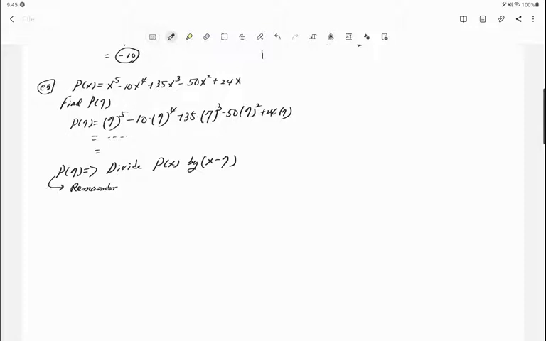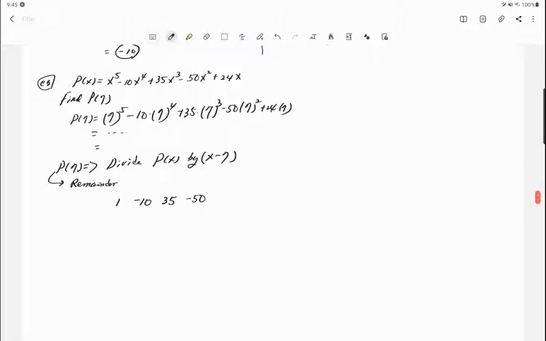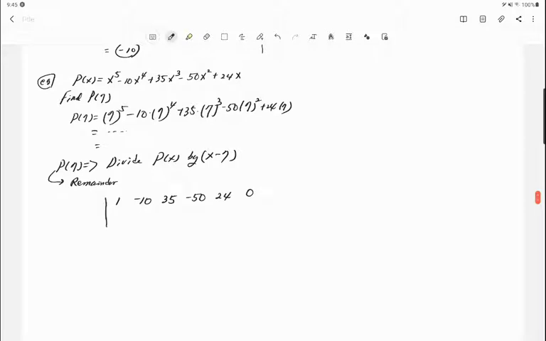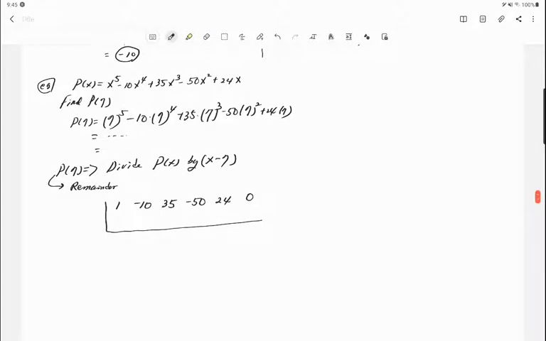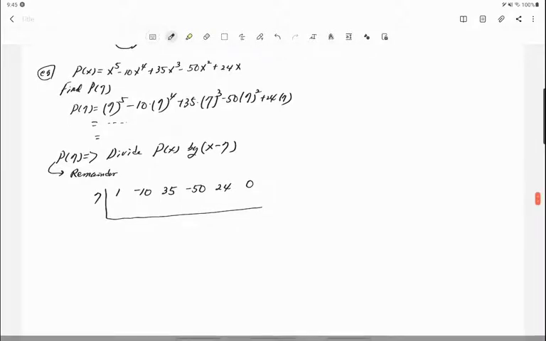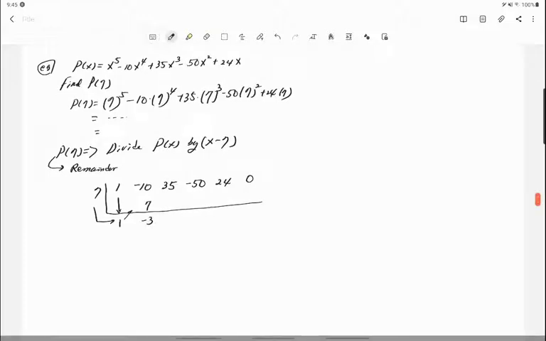So the coefficients of the polynomial are 1, negative 10. Is there any missing term? Well, nothing, but the constant term is missing. So we put 0 in the constant column. So divide this by what? 7. The x value is 7, right? So x minus 7, so x is 7. All right. Then bring 1 down. And then multiply by 7. Then add it. So negative 3. Then multiply.